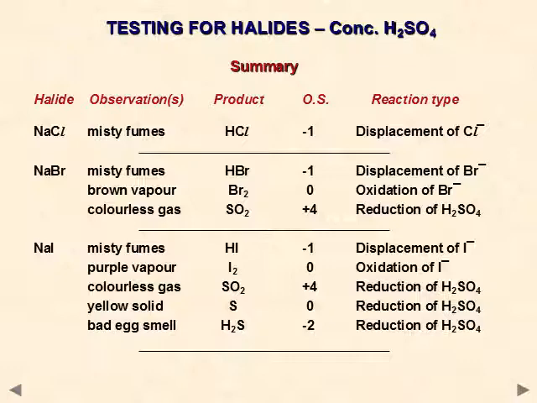When you add H2SO4 to sodium chloride, you will see that HCl is formed, and HCl forms white misty fumes in moisture, and there will be no further reaction because HCl is not a strong reducing agent, so it cannot cause any reduction of sulfuric acid or itself oxidize.